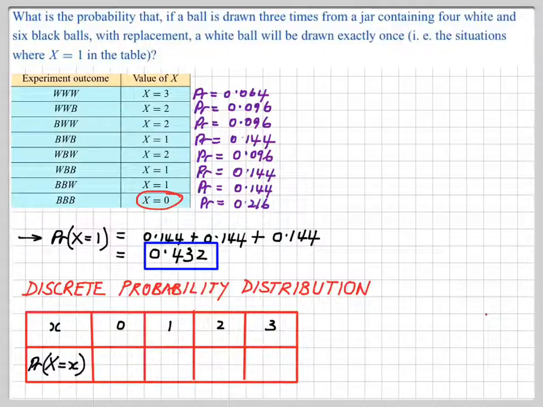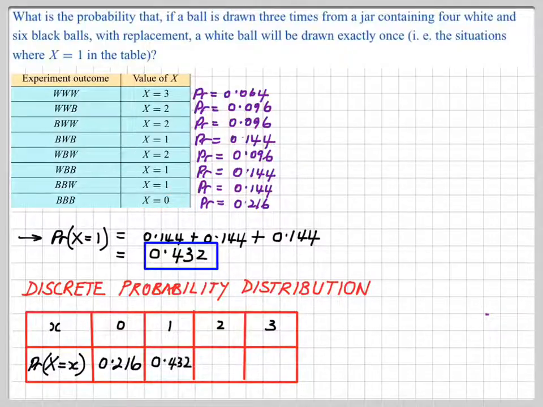The second row says the probability that capital X, meaning the number of white balls drawn, equals little x, being the specific value shown in the line above. Okay? Now we can just read them off from the probabilities we've got in our table above. Now for X is 0, let's see. X is 0, there's only 1, isn't there? That's the very last entry in that blue table above. That's 0.216.